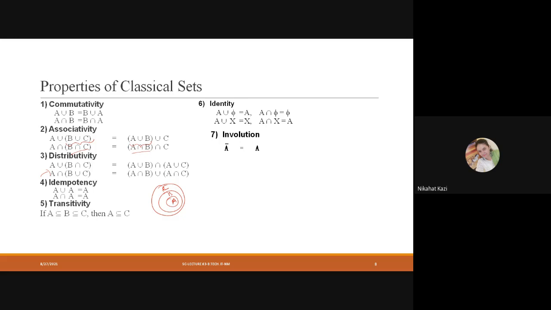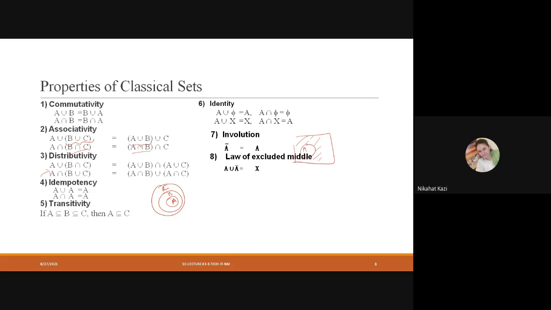Next is involution. Involution is double complement. So if you find the complement of A and then again find the complement of that, you will get A back, right? So A is your set. What is A complement? This region, right? And what is this set's complement? It is A back, right? That is involution. Double complement of a set is the set itself.